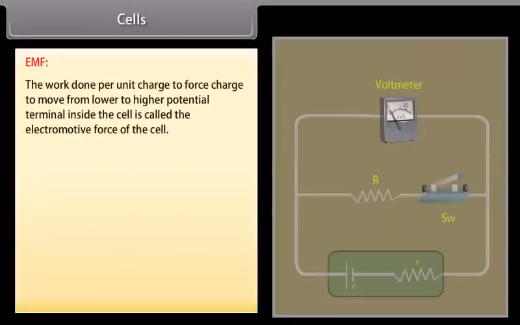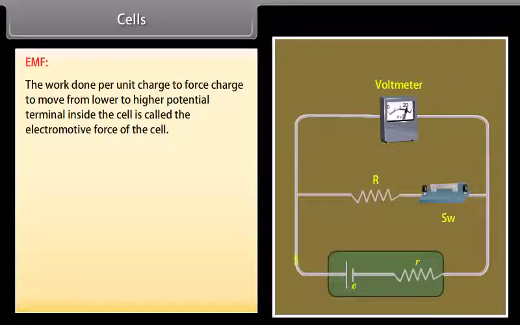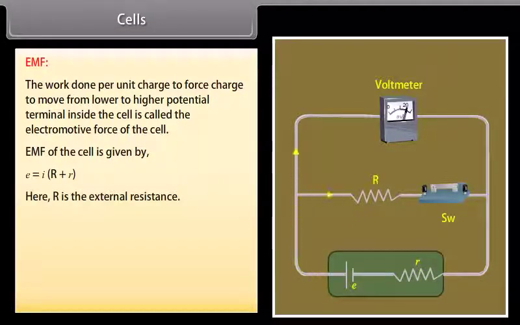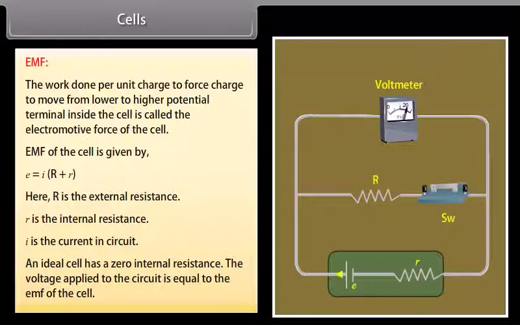EMF. The work done per unit charge to force charge to move from the lower to the higher potential terminal inside the cell is called the electromotive force of the cell. EMF of the cell is given by E = I(R + r). Here capital R is the external resistance, small r is the internal resistance, small I is the current in the circuit. An ideal cell has zero internal resistance. The voltage applied to the circuit is equal to the EMF of the cell.